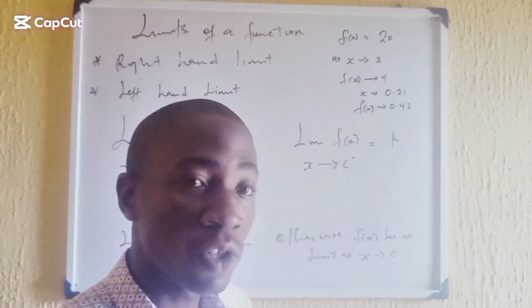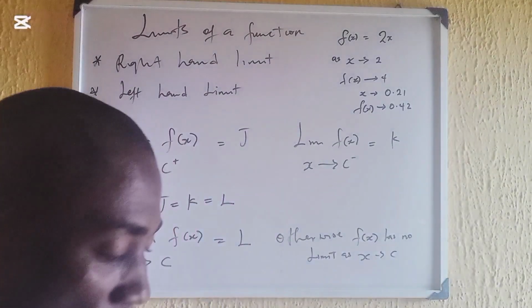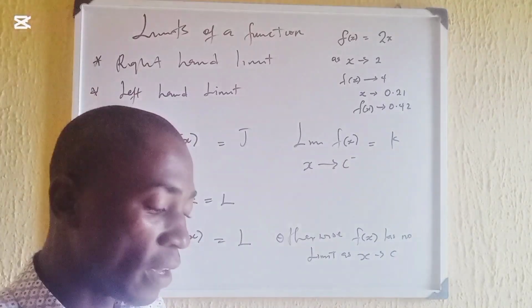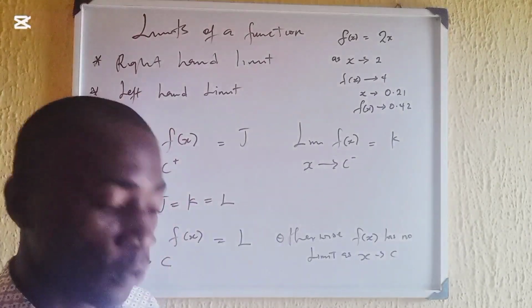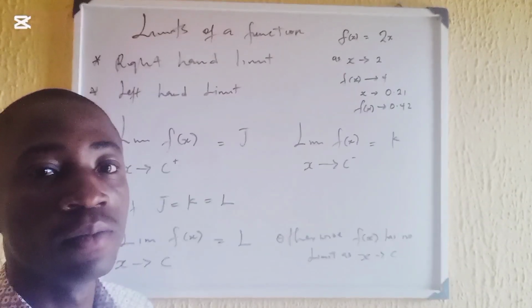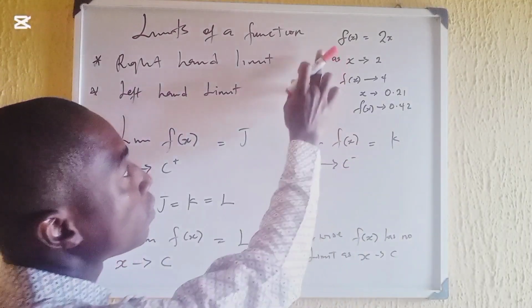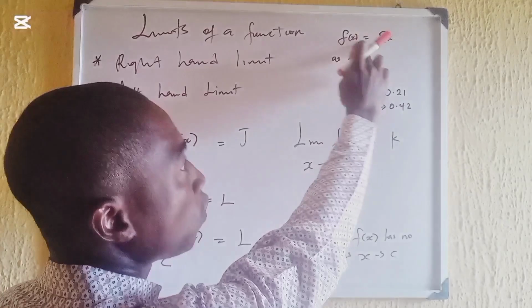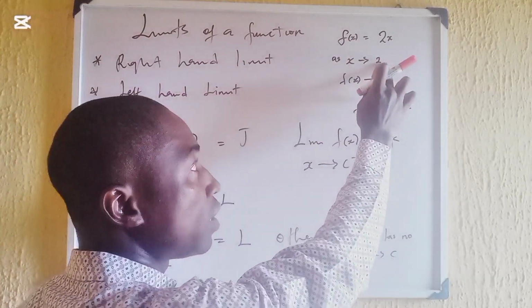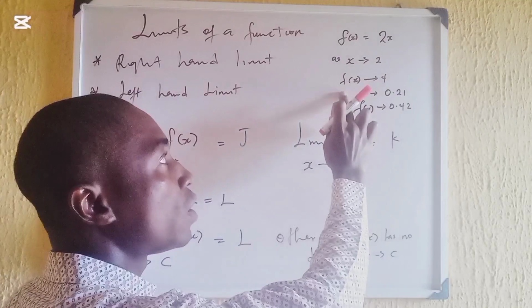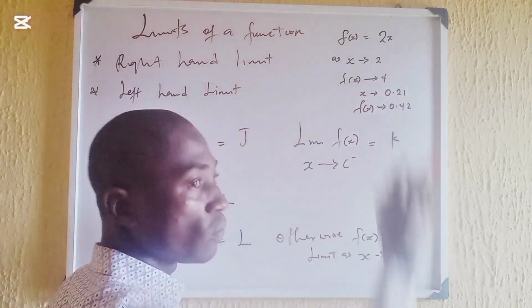The limit of a function describes the value that a function approaches as the input value gets closer to a certain point from the left and from the right. Take, for instance, we have a function f of x equal to 2x. Now, as x gets closer to 2, f of x will be getting closer to 4.